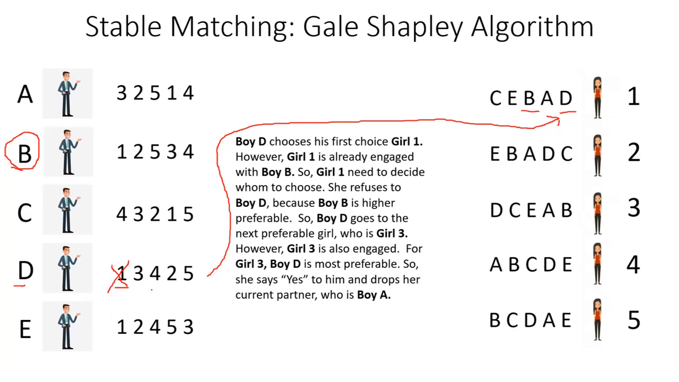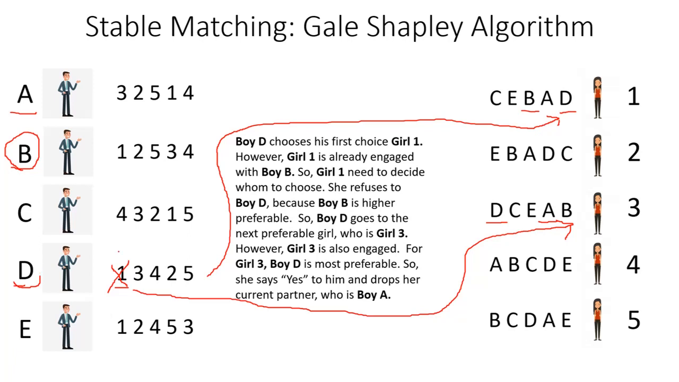The next girl on his list is girl number 3. So he goes to girl number 3, and if you remember, girl 3 is already engaged with boy A. So girl 3 takes a look at her preference list, and she sees that boy D is more preferable than her current partner, who is boy A. So she drops boy A and accepts the offer from boy D.